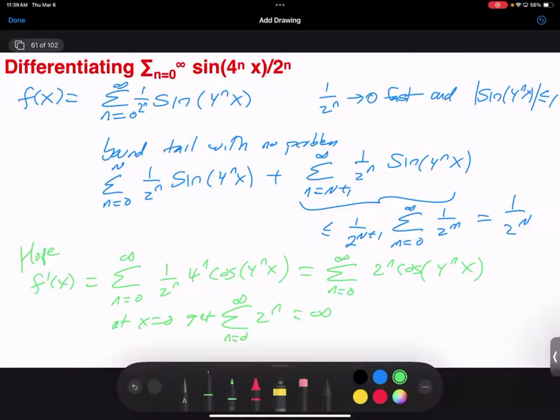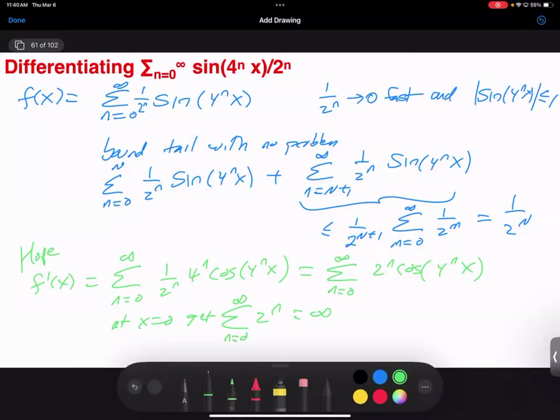Right. So I've deliberately chosen an example where it's clear that it's not differentiable at this point. Or maybe it's differentiable, but if it's differentiable, its derivative is not the sum of the derivatives. So I can't use this to prove that the function is not differentiable. I can just use this to show that if it is differentiable, its derivative is not the sum of the derivatives.